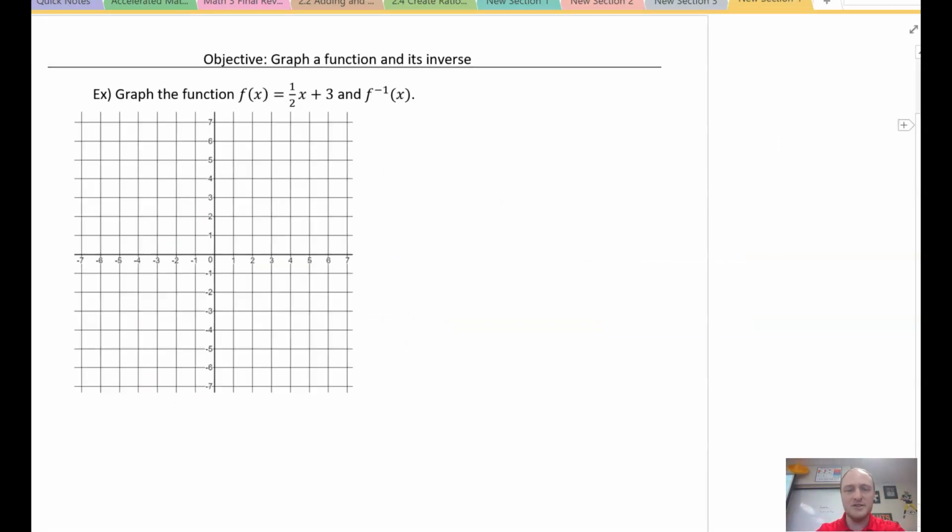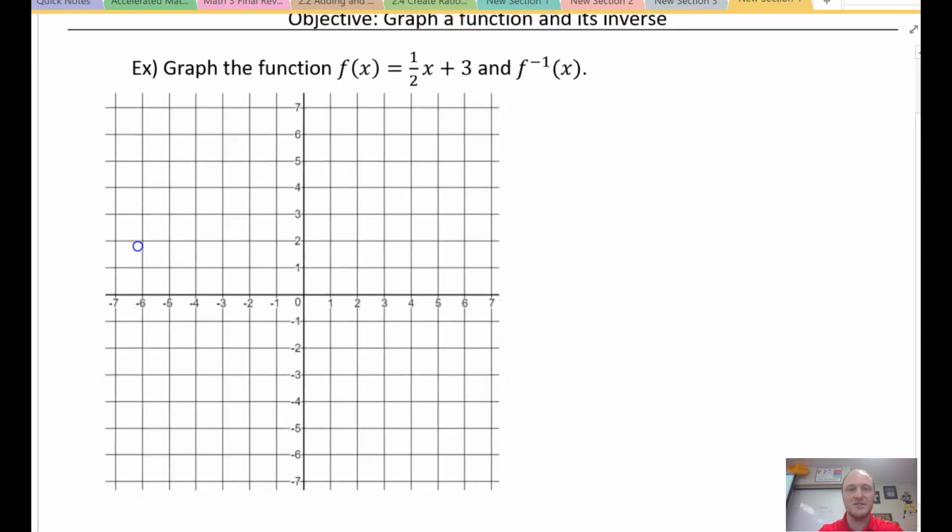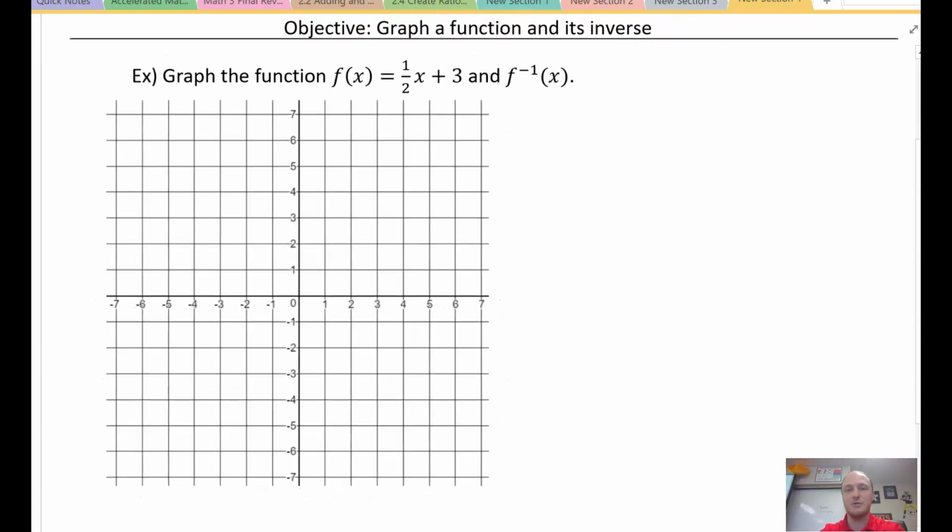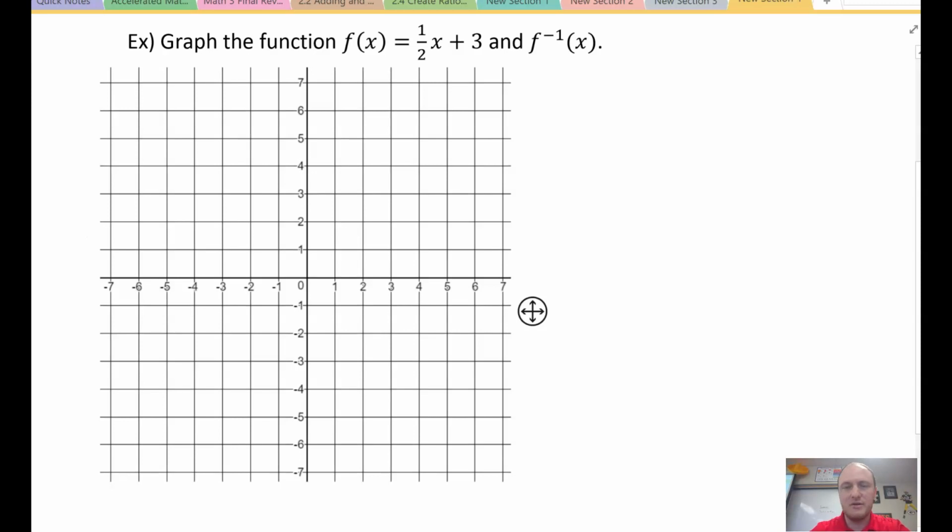All right, so here is our first example, and we're asked to graph the function f of x equals 1/2 x plus 3 and the inverse. So what I'm going to do first, and I'm going to try my best since I don't have a straight line tool, is draw this line y equals x. So a straight line, and it's got to be dashed.